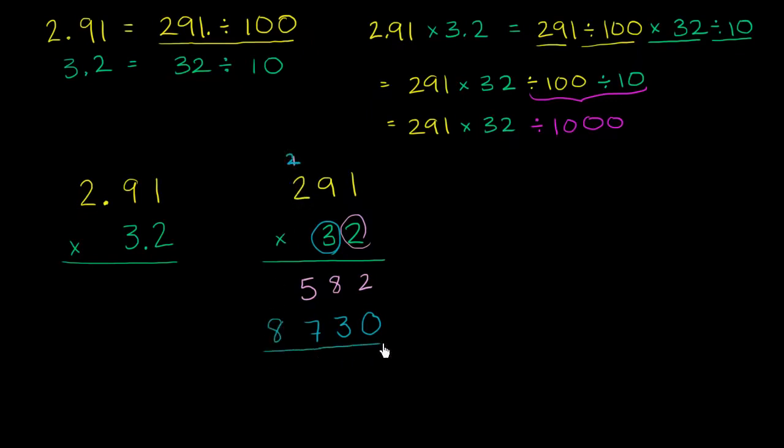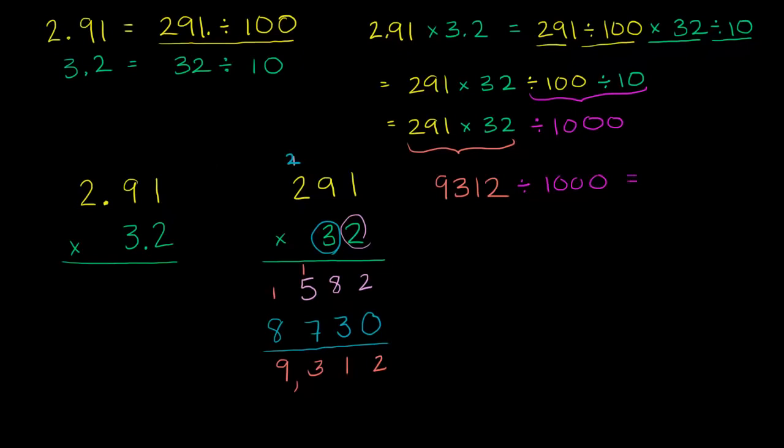And now we can add. We would get 2. 8 plus 3 is 11. 6 plus 3 is 13. And then you get 9. So you get 9,312. So this is going to be equal to 9,312 divided by 1,000.